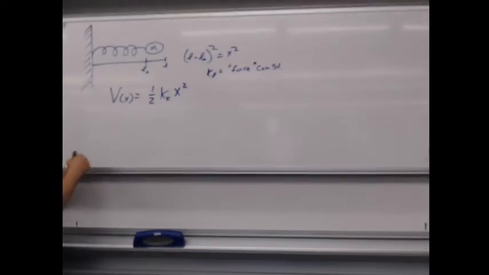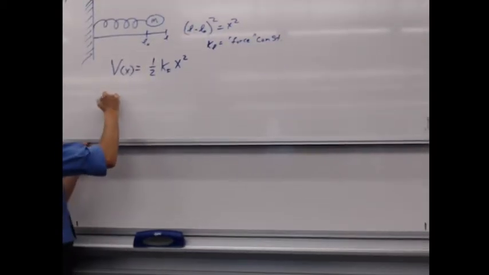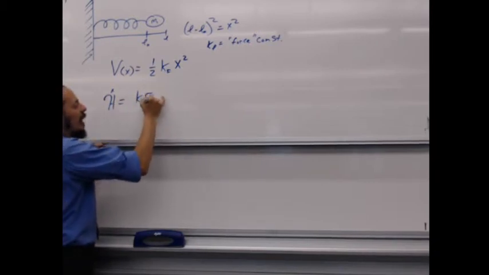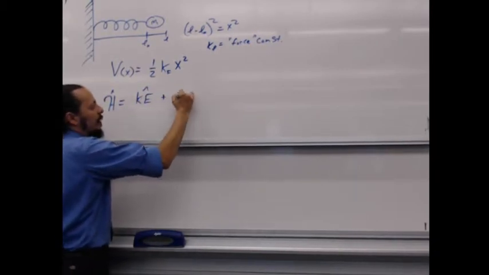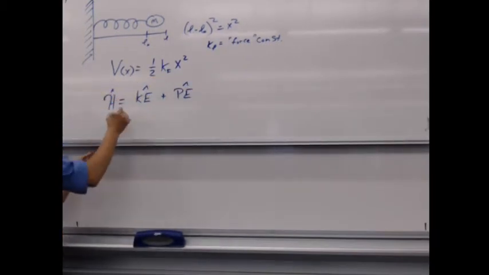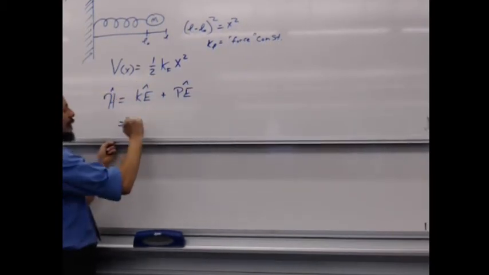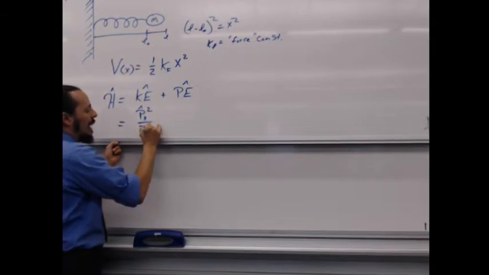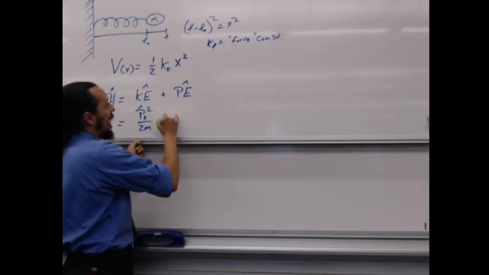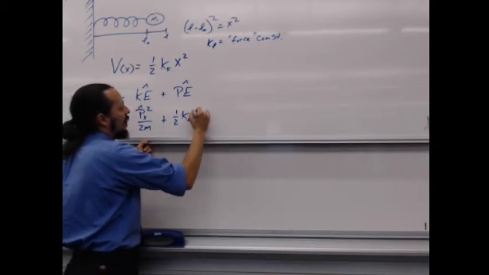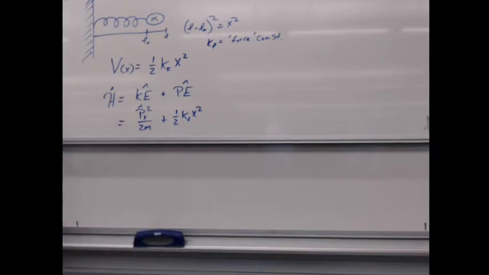So now when we look at our Hamiltonian for this system, we're going to have a kinetic energy operator plus a potential energy operator. We're going to have our p hat x squared over 2m for our kinetic energy, and now we're going to have a 1/2 kf x squared for our potential energy.